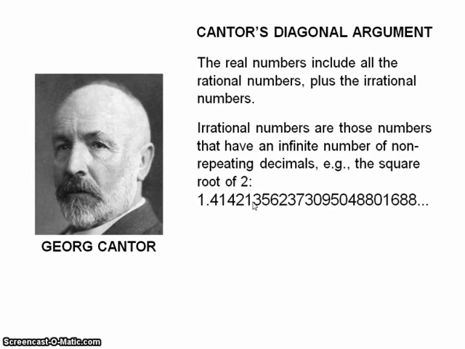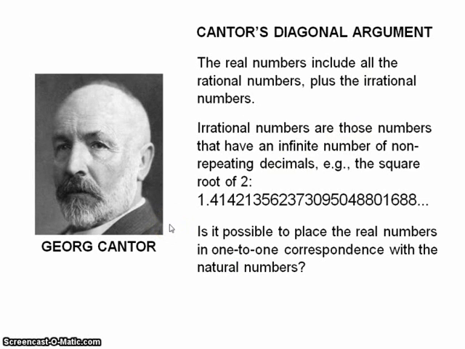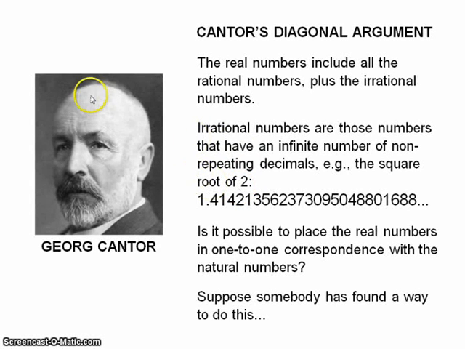So the question is, is it possible to find a way to place the real numbers in one-to-one correspondence with the natural numbers? Well, let's suppose that somebody's found a way to do this. So we'll imagine, for the sake of argument, that somebody has done it. They've found a way of placing the reals in one-to-one correspondence with the naturals.